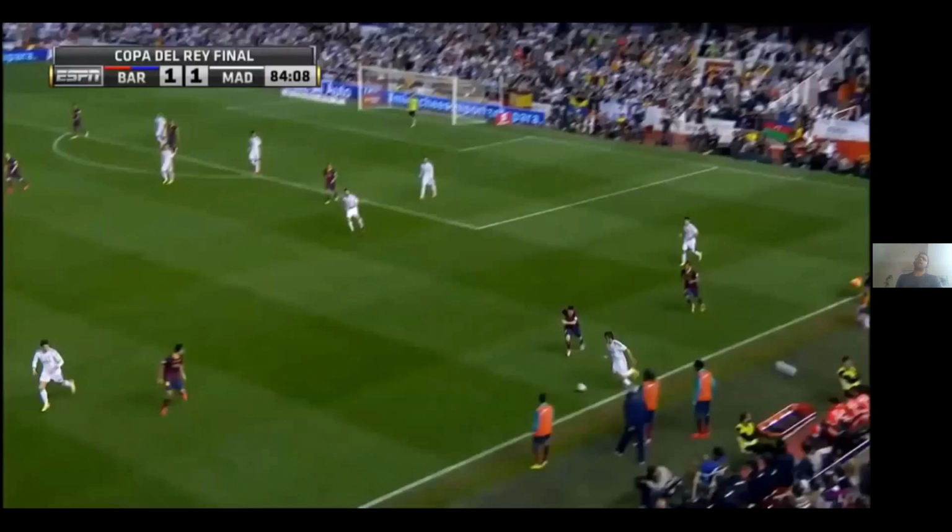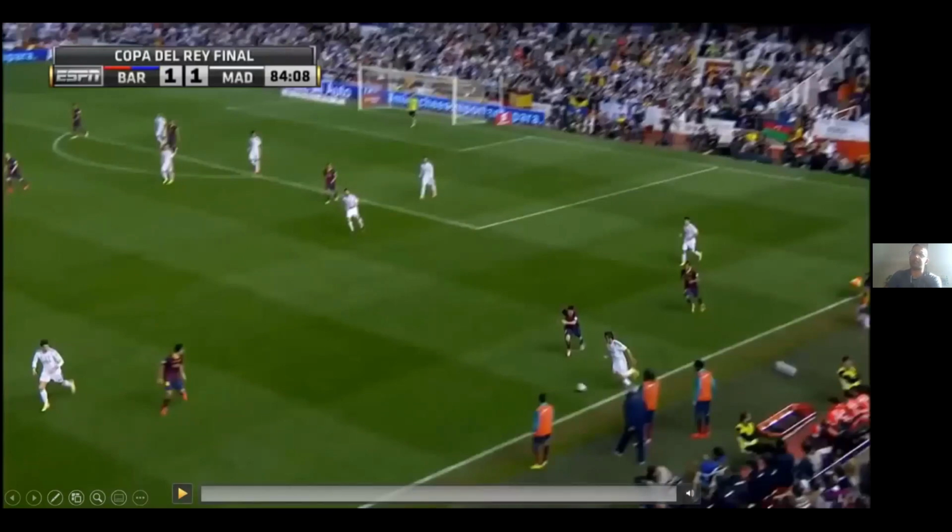So moving on, there is a concept, I'm just going to play this video quickly to show you what I mean, is that we're going to see Gareth Bale make a very intense sprint.